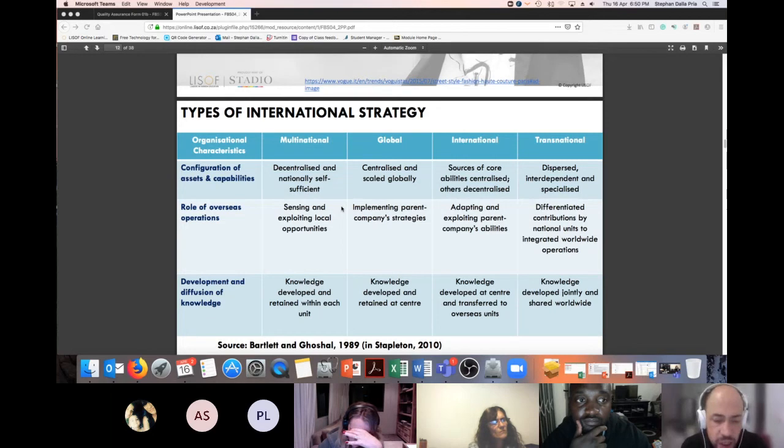They sense and exploit local opportunities. So Coca-Cola will say, oh, a lot of people in Limpopo are drinking Coke because it's hot in Limpopo. We can quickly and easily make a decision. From the factory, a lot of Coke will be sent to our Limpopo points of distribution and sale. You cannot wait for Belgium or the United States to make that sort of decision. That's why there's a limit to the role of overseas operations and the decisions they make, and then the development and diffusion of knowledge.